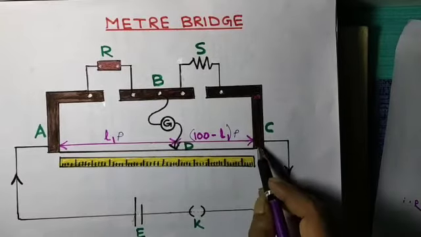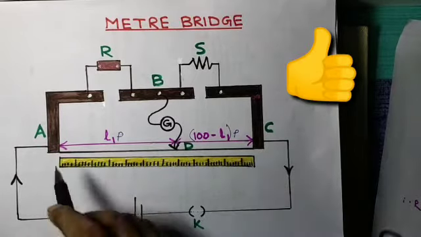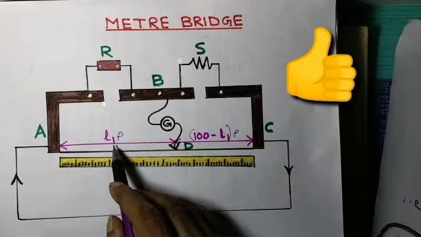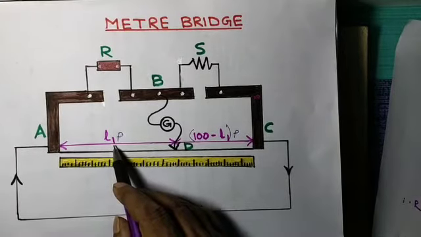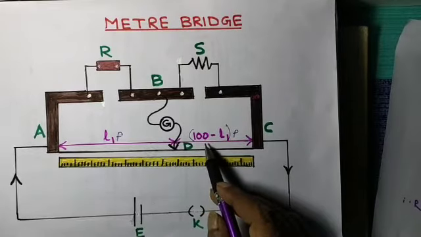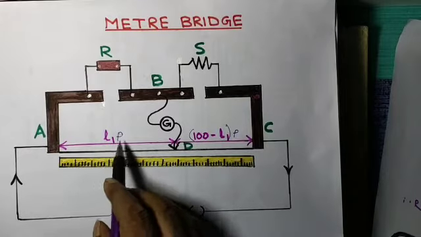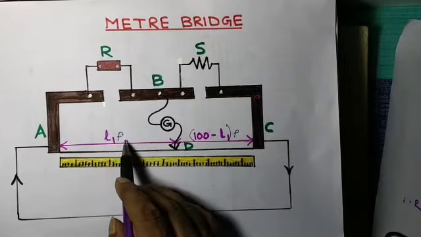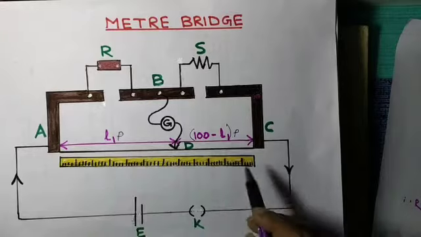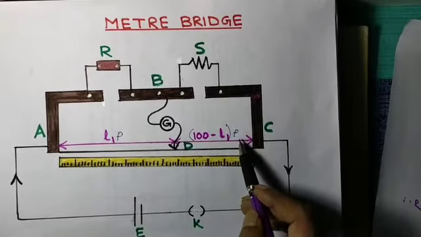Because it is a wire of 1 meter, we can say it is a 100 centimeter wire. So if the distance between A and D is L1, the distance between D and C automatically comes to 100 minus L1. So the resistance of this portion will be L1 rho, and the resistance between D and C will be (100 minus L1) into rho.